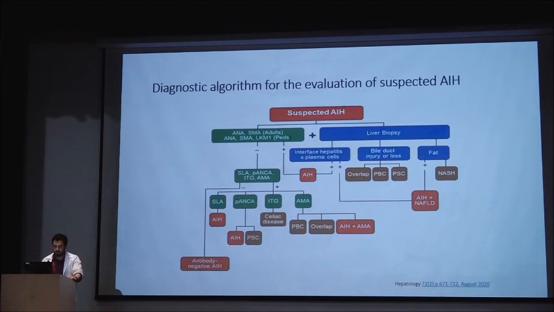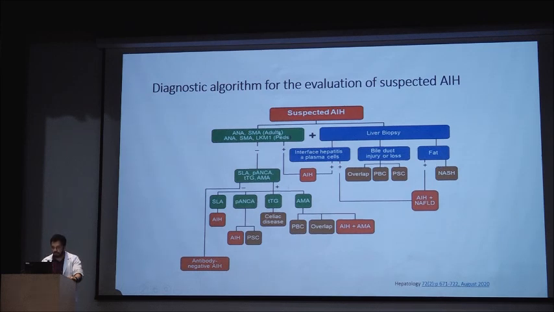This is the broad diagnostic algorithm for the evaluation of suspected autoimmune hepatitis. In a case of suspected autoimmune hepatitis in adults, anti-nuclear antibodies and smooth muscle antibodies, ANA, SMA, and LKM in pediatrics, plus a liver biopsy is a mandate to diagnose autoimmune hepatitis, which is characterized by interface hepatitis plus or minus plasma cell infiltration. To rule out overlap, look for bile duct injury or loss. To rule out superimposed NASH, look for fat in the liver biopsy.